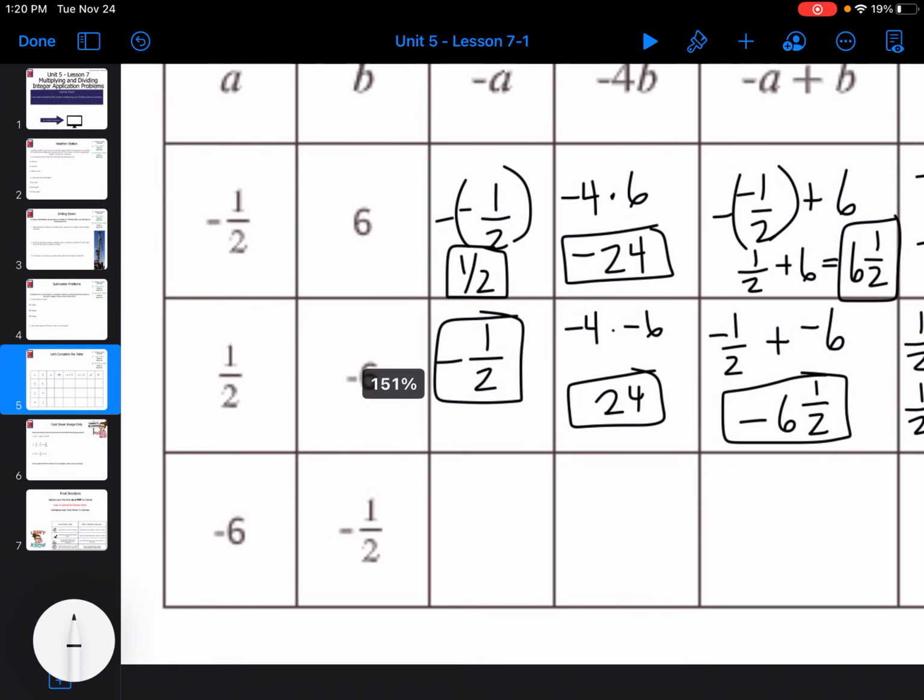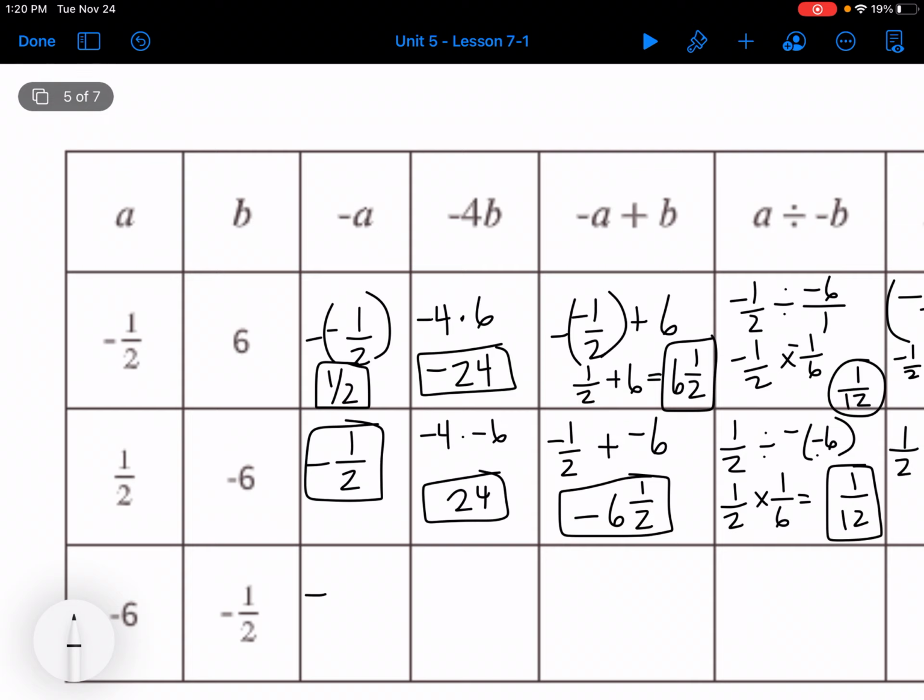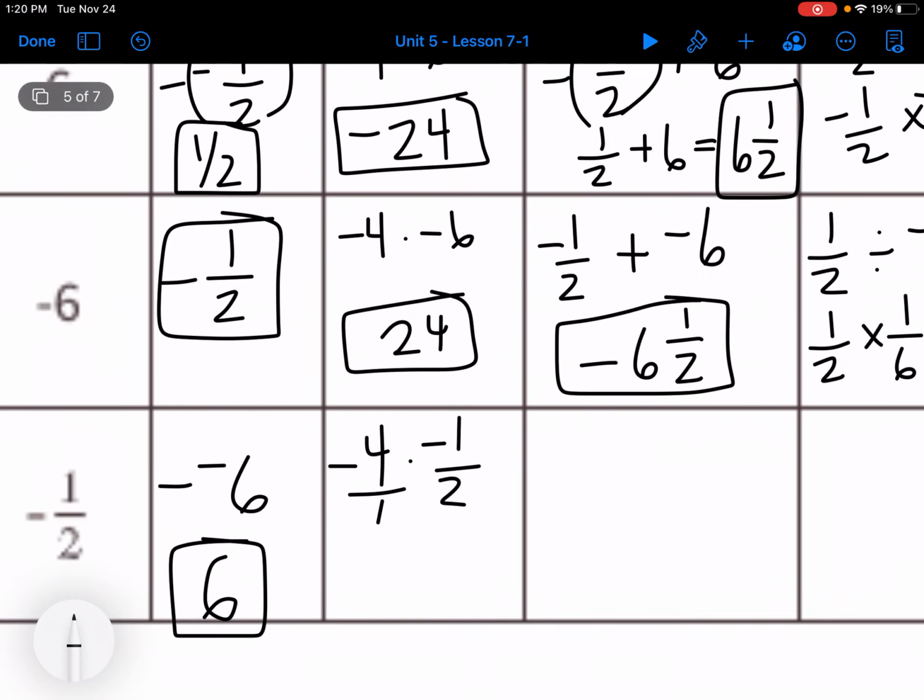All right, so now they're switching it around and they're saying a negative 6. A negative times a negative is going to give me a positive 6. So a negative 4 times a negative 1/2, I end up with 4/2, which is going to give me 2, and the signs are the same, so it's positive 2.